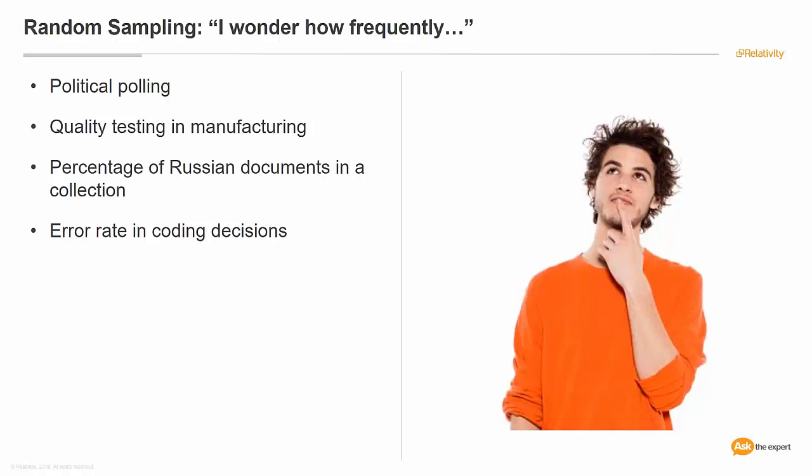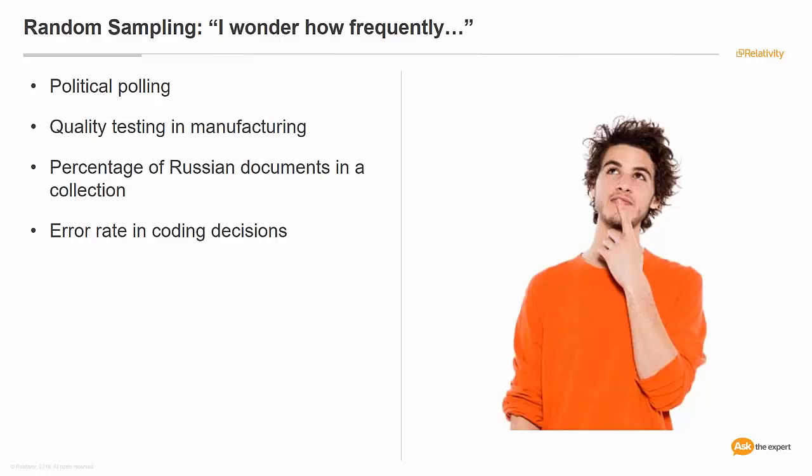Random sampling typically is used when you wonder about a frequency. So how common is something? How frequent is something? What is the rate of something? So political polling: what is the rate of support of this candidate? Or in manufacturing, what is the defect rate of the widgets coming off the assembly line? In eDiscovery, we might ask what percentage of documents in our collection are in a particular language, or what is the error rate of the reviewers making coding decisions, or the machines making coding decisions.